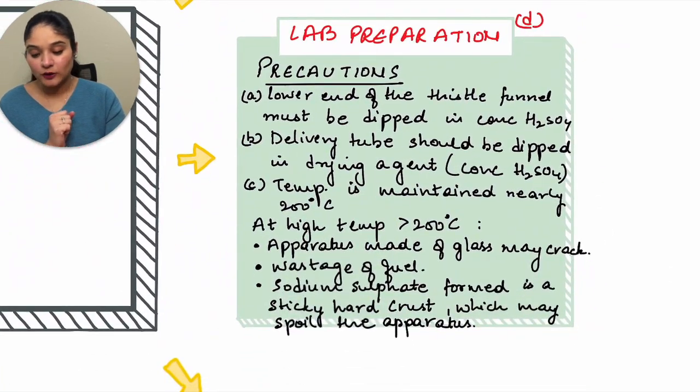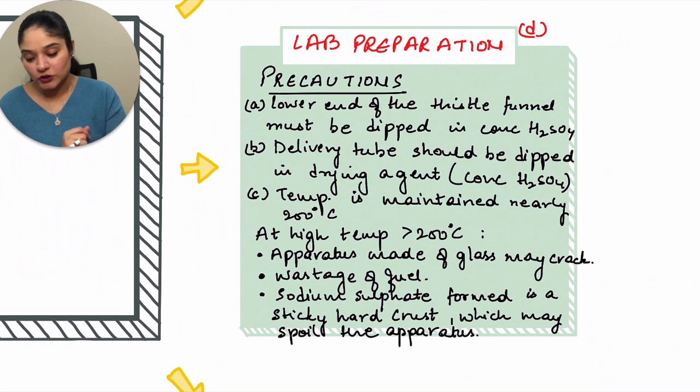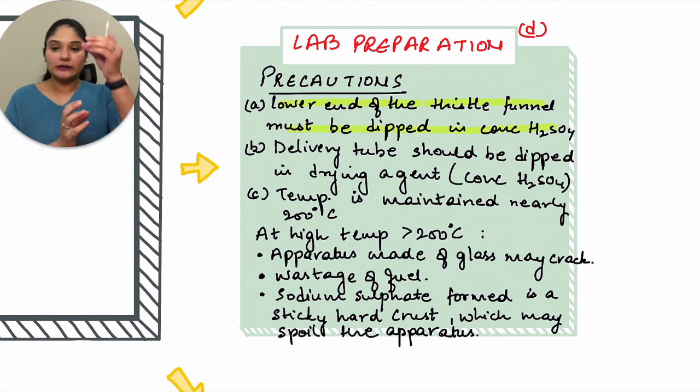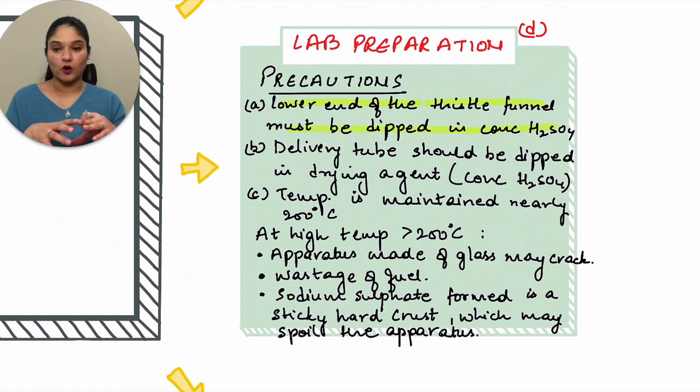Now the next part of the same lab preparation is the precautions. So the first precaution is lower end of the thistle funnel must be dipped in concentrated H2SO4. So there is a long thistle funnel. After this lab preparation understanding, we'll come to the diagram. So the lower end of the thistle funnel should be dipped in H2SO4 directly.